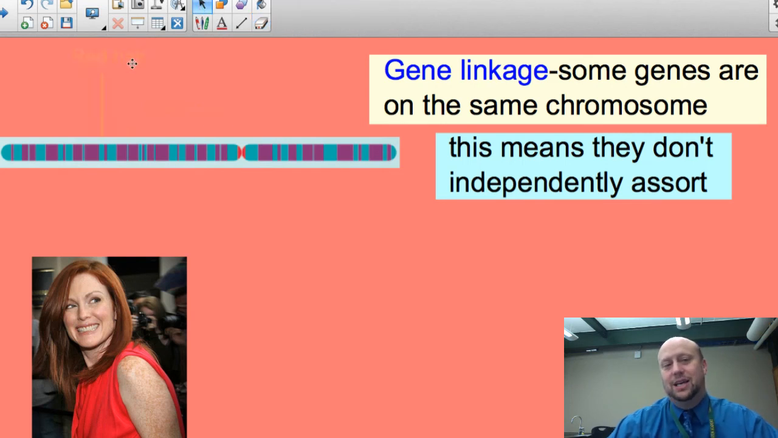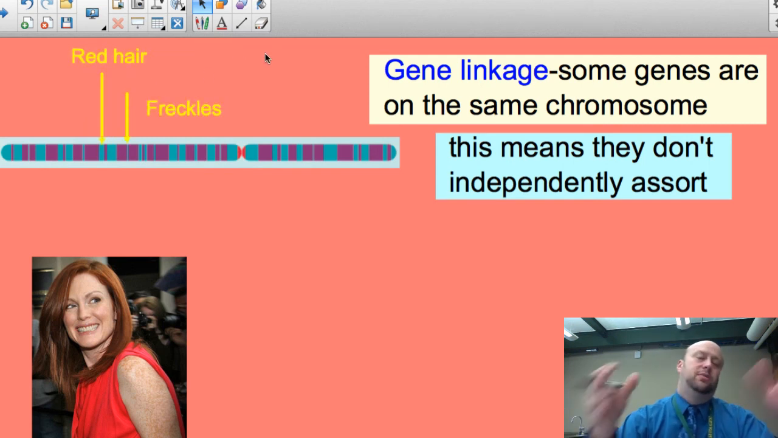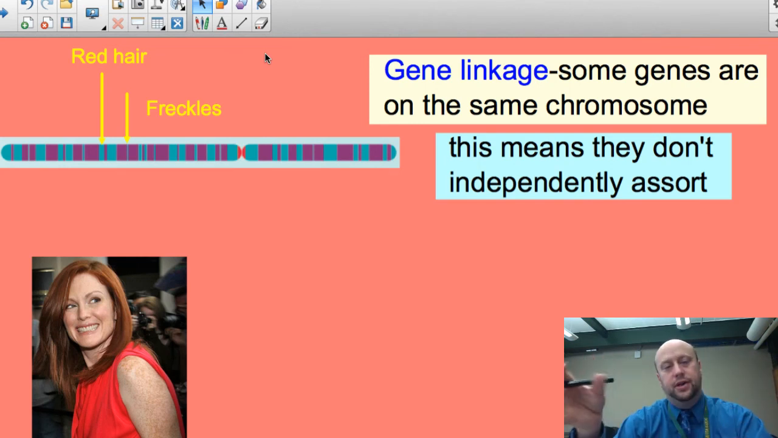A classic example of this is something like red hair and freckles. It's really common that you see someone with red hair that also has freckles on their skin. The reasoning behind that is that the genes that express those are on the same chromosome. And so most of the time, when those things get split up and sorted during mitosis and meiosis, they're on the same gene.